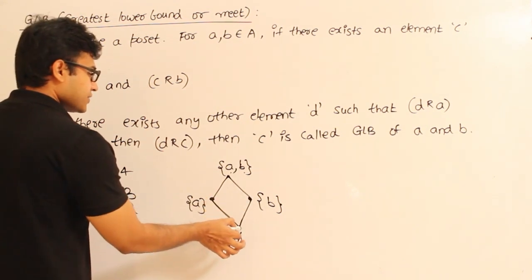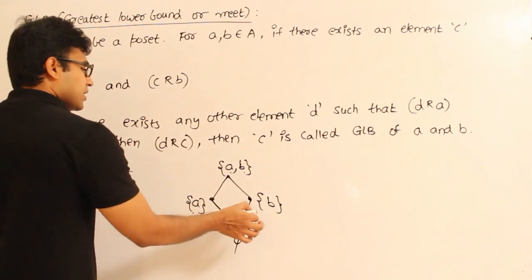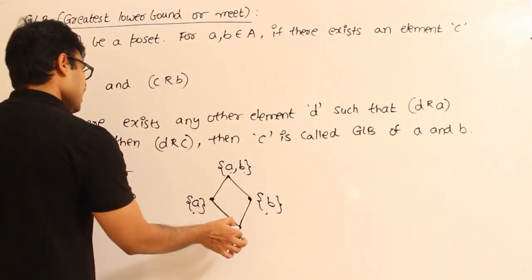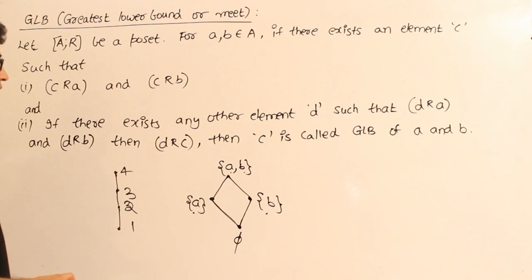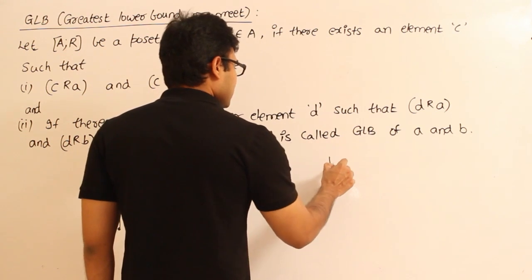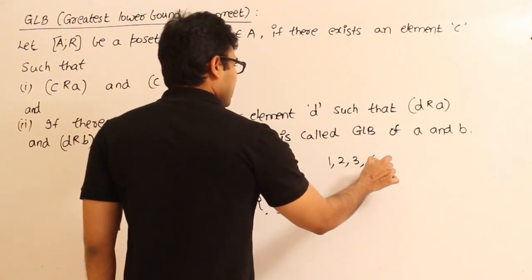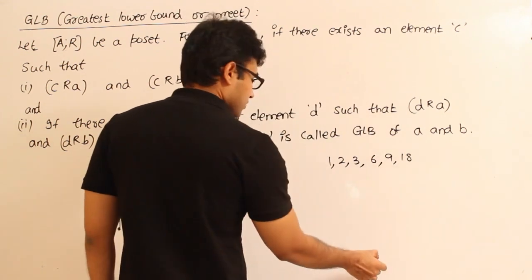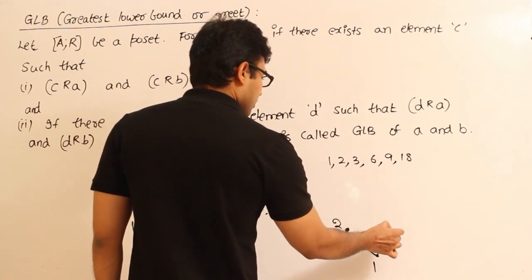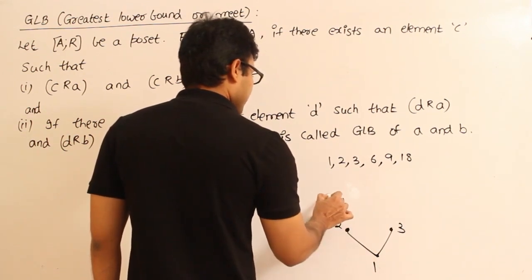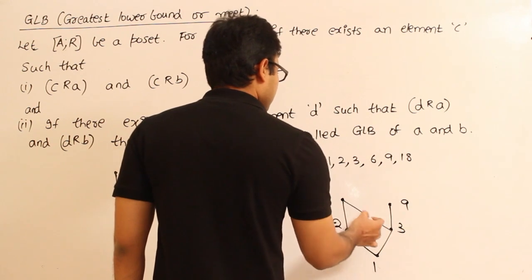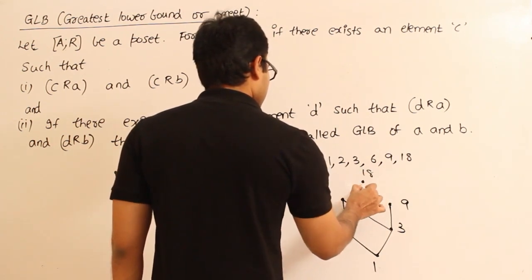So this is what we call the meet. In this case, for A and B, the greatest lower bound is going to be the empty set, which means we have to take the element which is less than these. Let's take one more example, D18. What is D18? 1, 2, 3, 6, 9, 18. So let me put 1 here, 2 here, 3 here, 6 here, 9 here, 18 here.